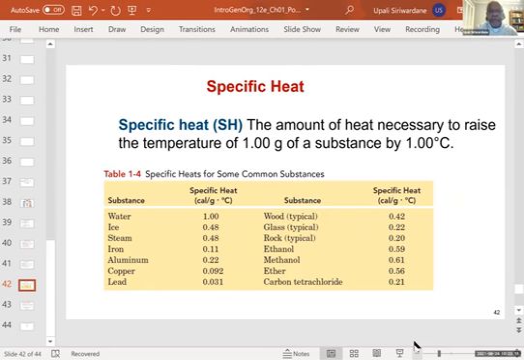Density. Specific heat of a substance is a physical property. Specific heat is defined as the heat required to raise the temperature of 1 gram of substance by 1 degree Celsius.